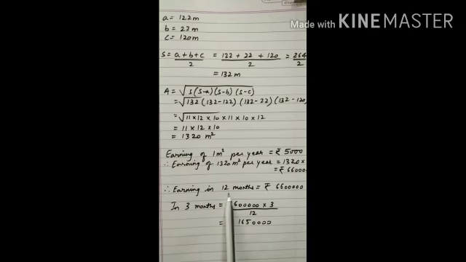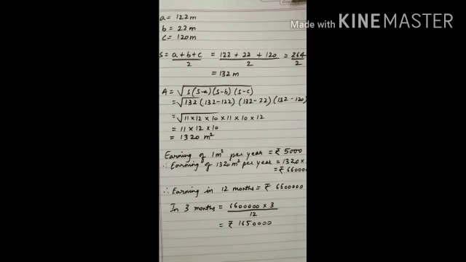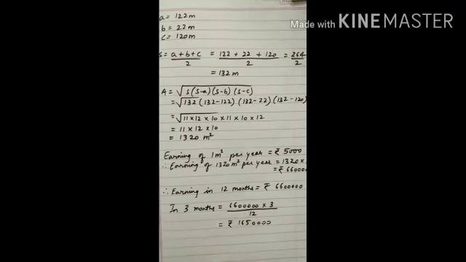Per year means 12 months. It means this earning belongs to 12 months. In 12 months the earning is 66 lakh. For 3 months we will divide it by 12 to calculate for 1 month, and we will multiply by 3 to calculate for 3 months. On solving, we will get 16,50,000 rupees for 3 months. It means the company will pay rupees 16,50,000 rent for 3 months. Thank you.